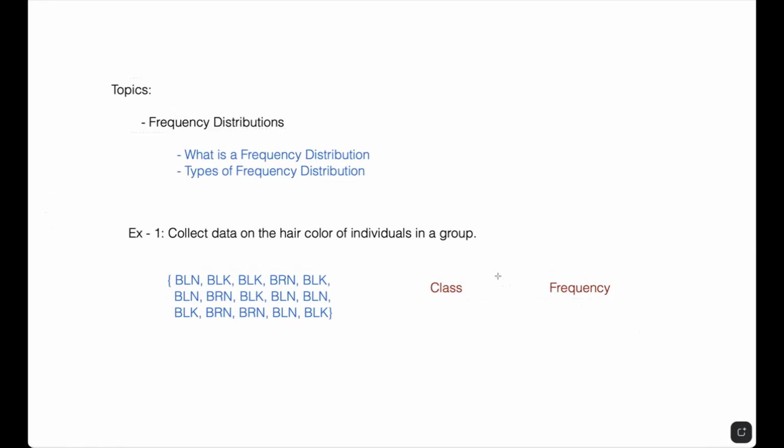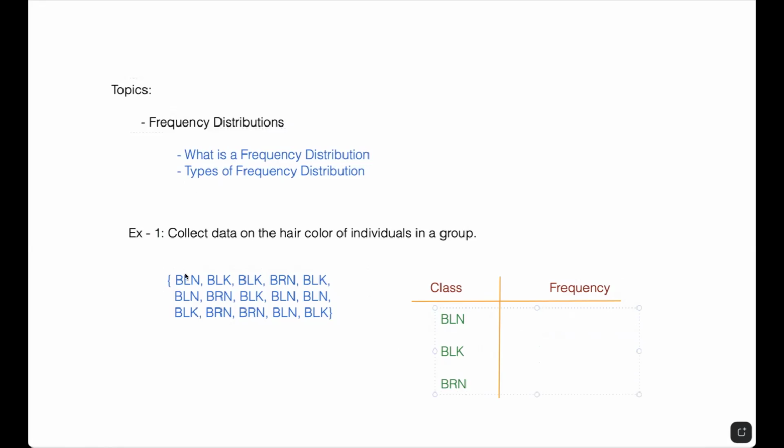So we show the classes and the corresponding frequency. So we have three different classes in this case. So we have the class of the blonde hair, and then the black hair and the brown hair people, right? And so then we simply list the frequency of each class in the sample.